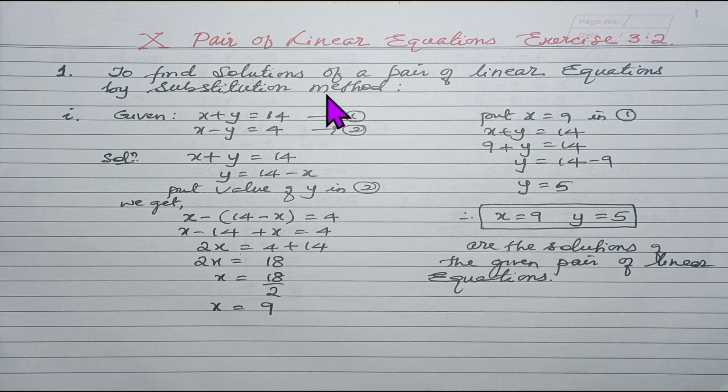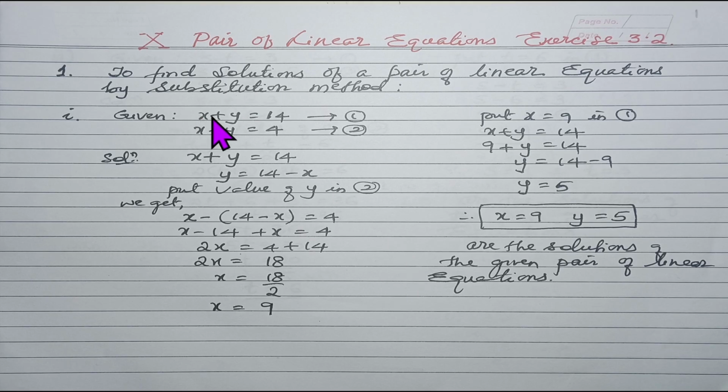Now let us understand what the substitution method is. In the substitution method, we take one of the equations and find the value of one of the variables, like I have taken here. We have found the value of variable y, that is y is equal to 14 minus x. Substitute the value of y in the other equation, that is equation number 2, and convert that equation in two variables into one variable and find the value of one variable. Then put that value into one of the equations and find the value of the other variable. So let us understand this method.